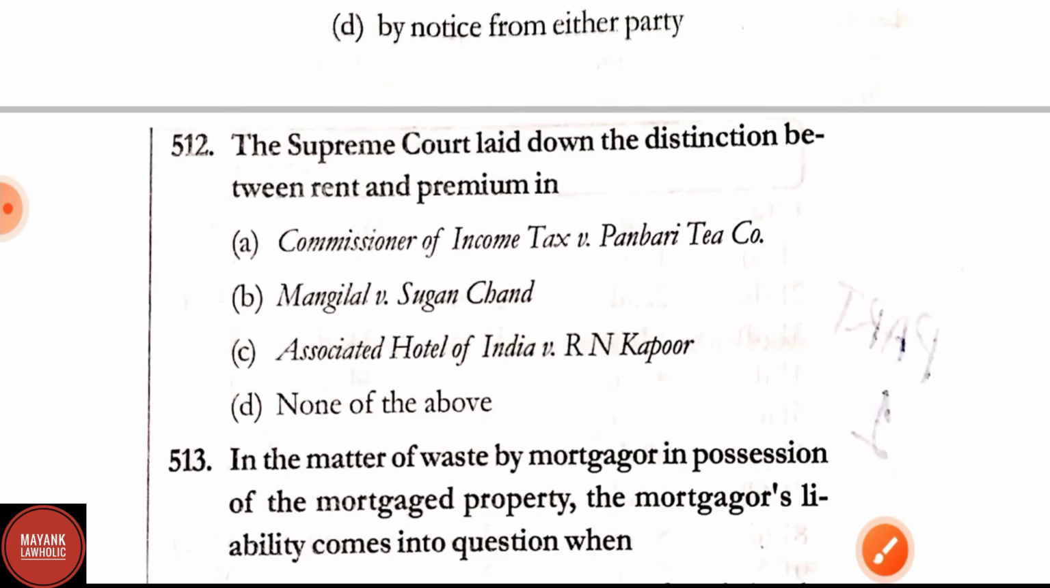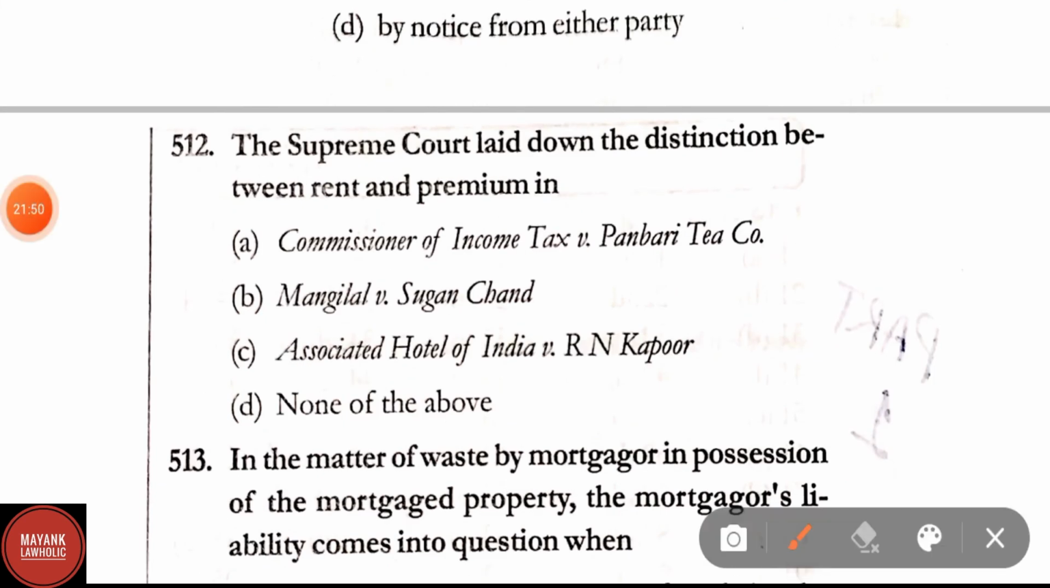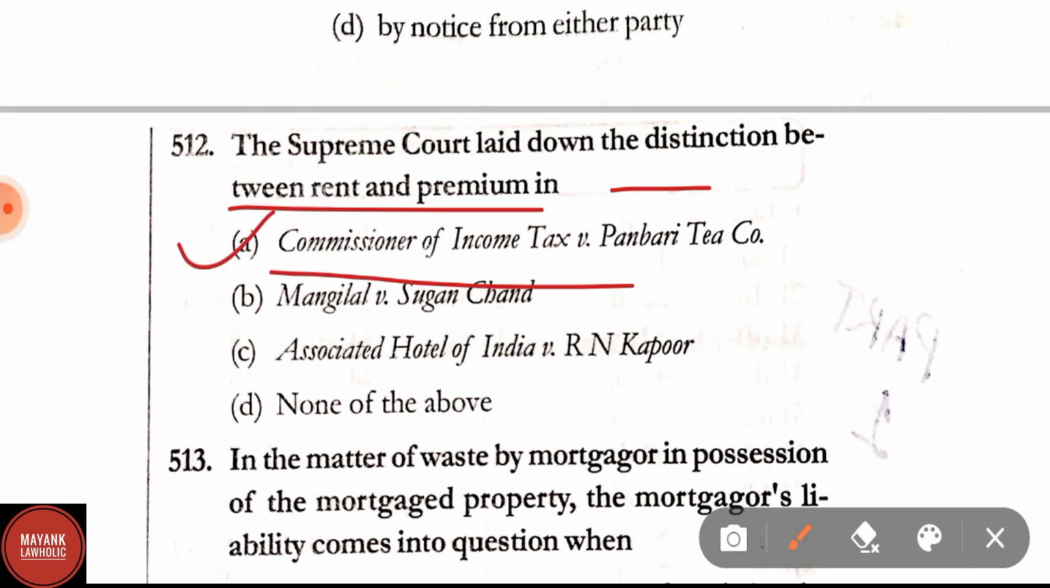Question number 512. The Supreme Court laid down the distinction between rent and premium in option A, Commissioner of Income Tax versus Panbadi Tea Company. Option B, Mangilal versus Sugan Chand. And option C, Associated Hotel of India versus R.N. Kapoor. And option D, none of the above. In question number 512, the correct answer is option A, Commissioner of Income Tax versus Panbadi Tea Company.